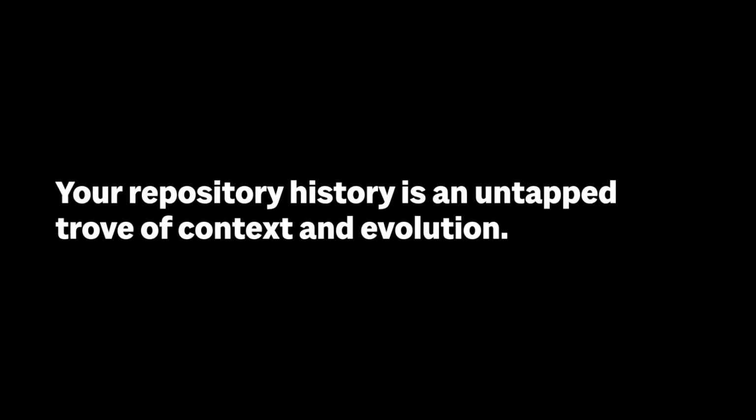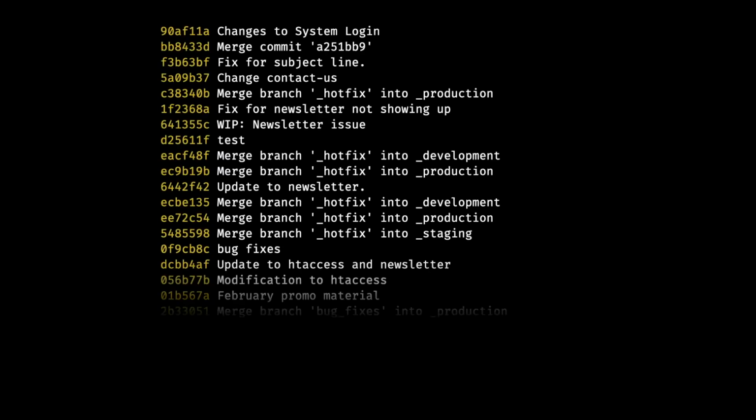The way we use Git at Sparkbox concentrates on the collaboration between developers by using advanced techniques in Git to curate our commit history both during the PR process and when our code is merged into our main branch. So why is this history important? Well, your repository history is an untapped trove of context and evolution. So let's take a deeper dive into what that means.